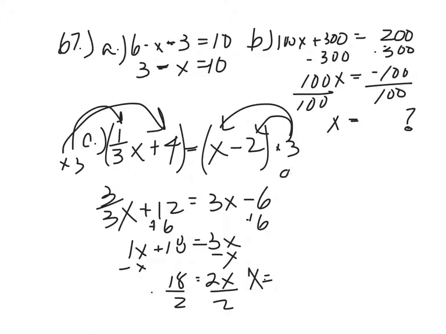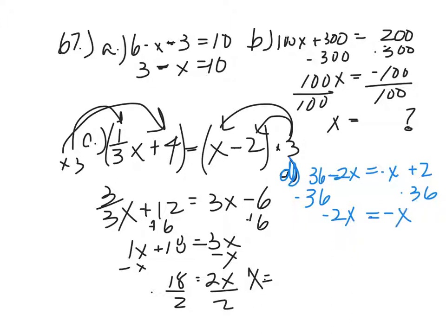D, which I think, because I'm getting crowded, I'm going to do in a different color here. D is 36 minus 2x equals negative x plus 2. So, let's say I subtract 36. I get negative 2x equals negative x minus 34. 2 minus 36 is negative 34.